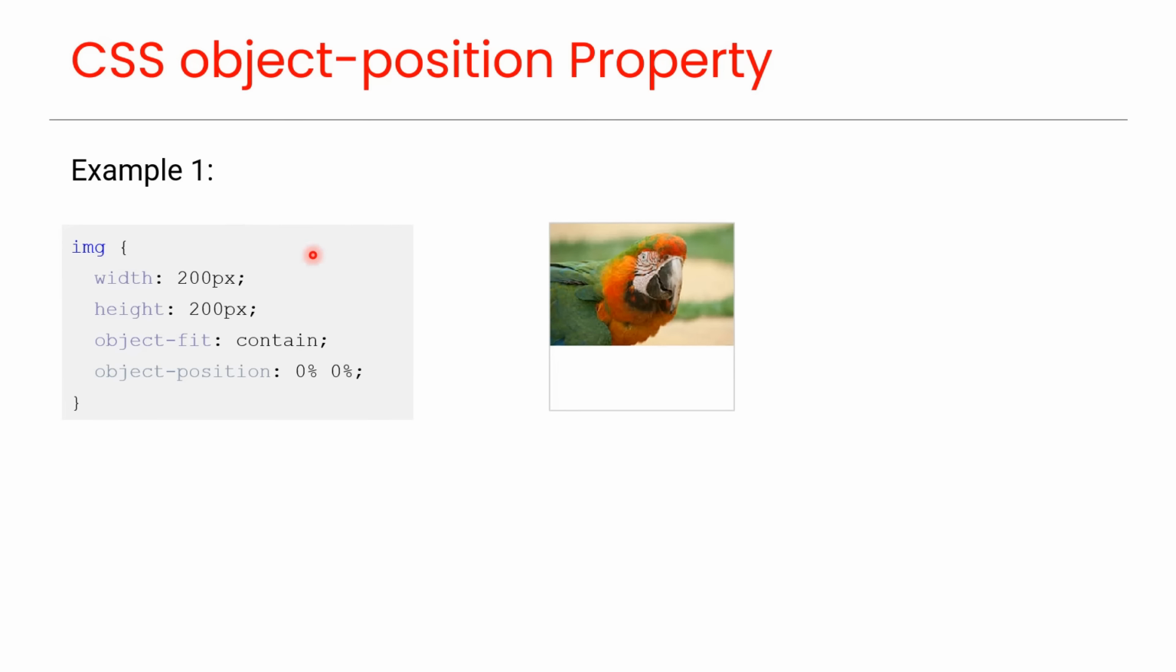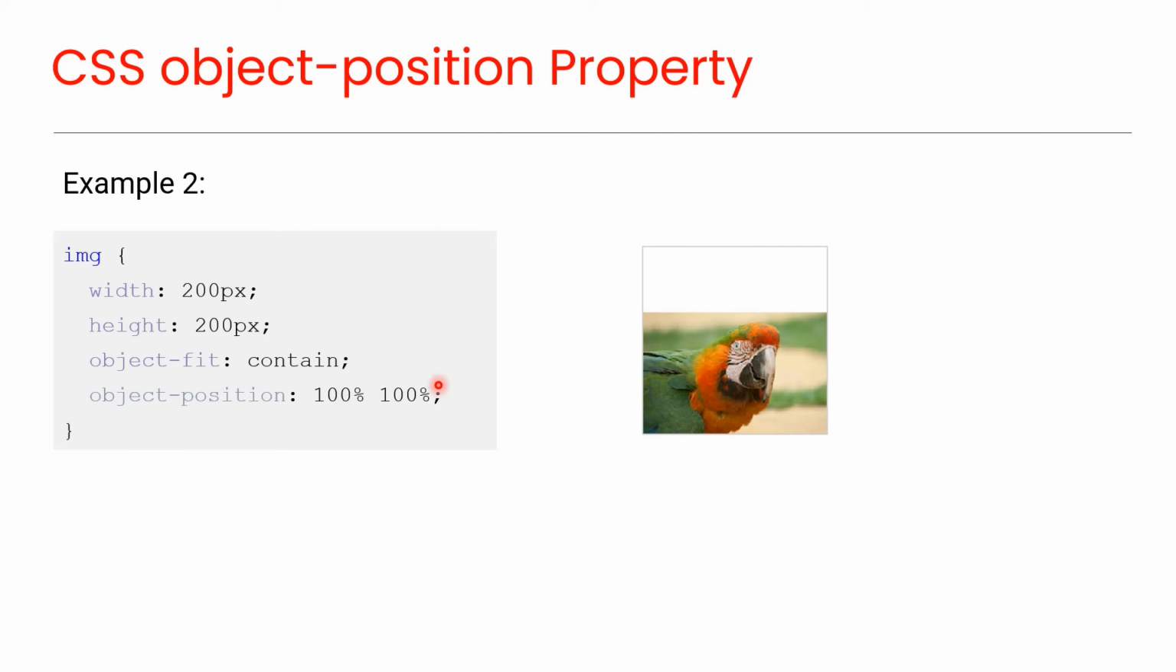In this example, we are using the object-position property to move the image to the top left of the container, as shown in this preview. The first value defines position from left to right, where 0% is left, and the second value defines position from top to bottom, where 0% is top.